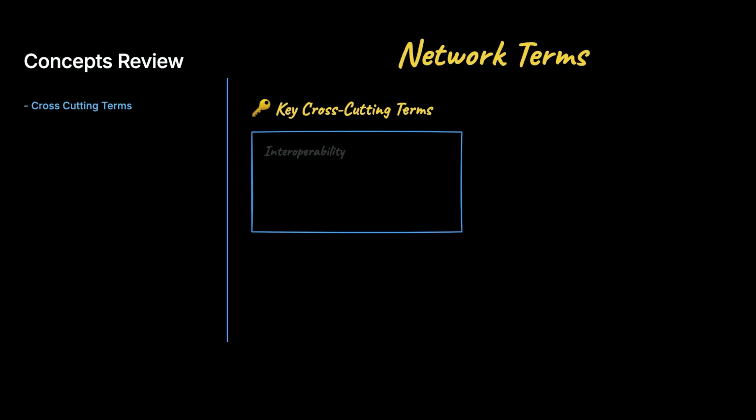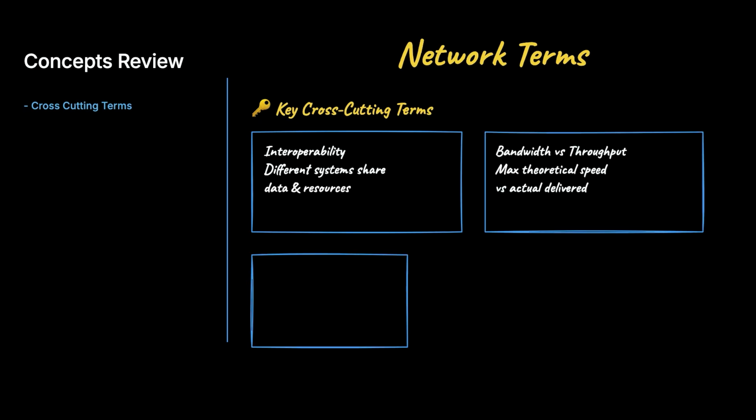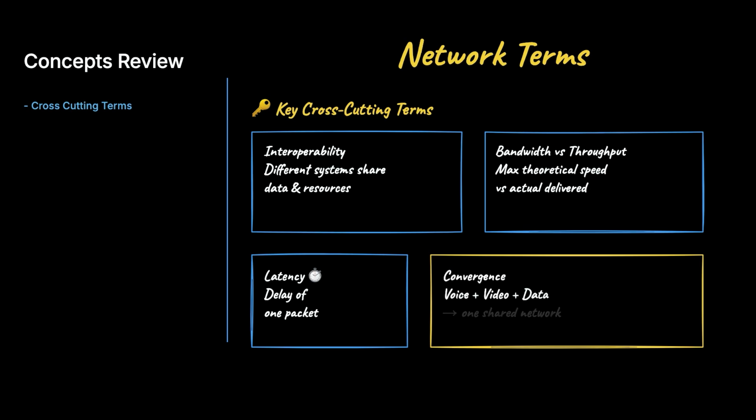Let us tie in a few cross-cutting terms the exam weaves throughout. Interoperability is the capability of different systems to share data and resources. Bandwidth is the maximum theoretical speed a link can carry, while throughput is the actual data delivered. Latency is the delay of a single packet, and convergence merges voice, video, and data onto one shared network.